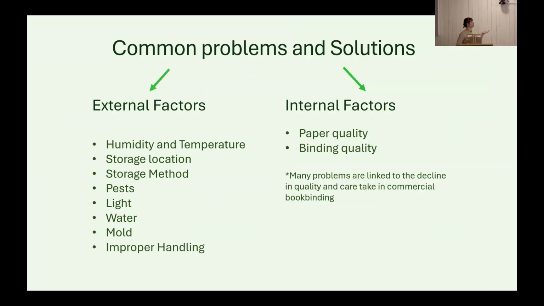Okay, so I appreciate that was a lot of information. But the main takeaway is binding quality gets worse, paper gets worse. And so when you think about your own home library, that is an important thing to consider about the books that you own. But there's also really important external factors that you can control. And so let's go over those so you know how to take care of your library.